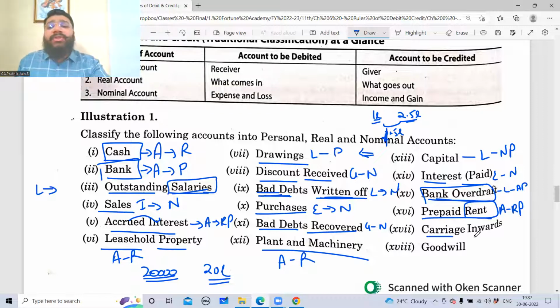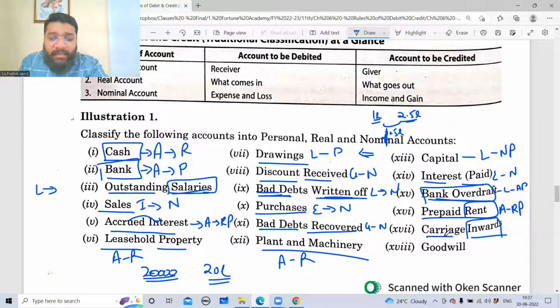Next is carriage inward. Carriage means what? Transportation, freight, expenses. Now, what is the significance of the word inward? Inward means when I buy the goods, when I purchase the goods. Let's suppose I'm buying the goods from Delhi. So from Delhi, I need to transport the goods to Coimbatore, right? So I have to pay the transportation charge. So the transportation charges is on purchase. When I purchase, the goods come inside.